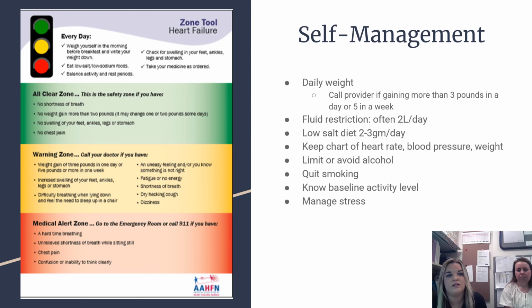The yellow zone is kind of when you should probably start calling your doctor. You're having some weight gain of more than 3 pounds in a day or 5 pounds in a week, increased swelling in your legs, shortness of breath when you're walking, dry, hacky cough, dizziness, shortness of breath, and just kind of an uneasy feeling that something in your body just doesn't feel right.